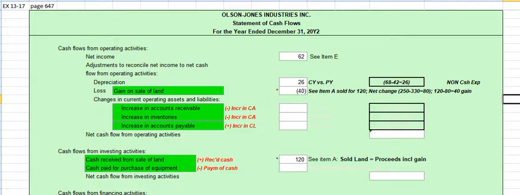So that's an adjustment that we're going to deduct from net income. Because on our income statement, for the accrual basis of accounting, that would have added to our net income, right? That would have been an addition to it.